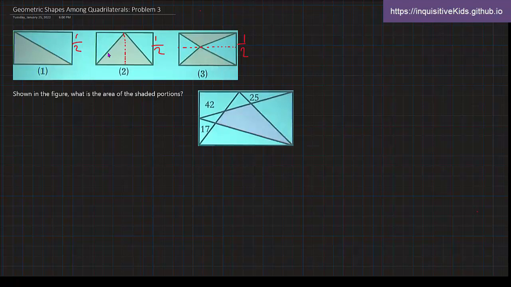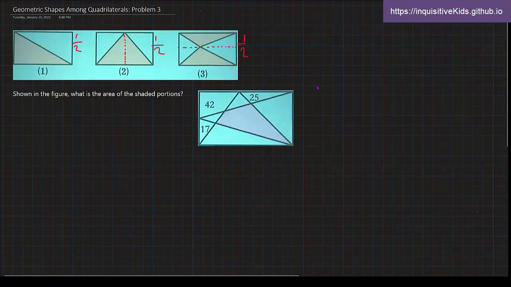Got them in your head? Okay, let's look at this. As shown in the figure, what is the area of the shaded portion? So these 3 numbers are the 3 areas we know. As you can see, this portion is just a random quadrilateral, and it's encased inside this rectangle.